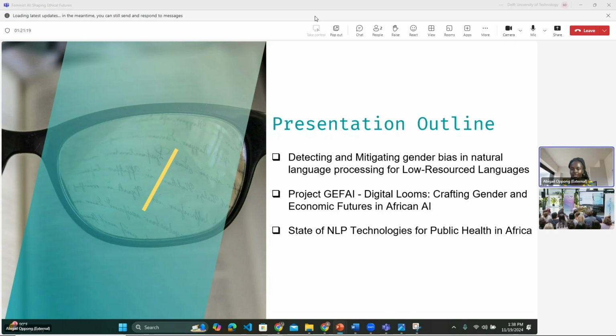One is detecting and mitigating gender bias in NLP for low resource languages, and also Project GFI, which is a digital looms in crafting gender and economic futures in African AI. I'll also talk about the state of NLP technologies for public health in Africa. This is a project I did with the Language Technology Lab at the University of Cambridge, which is still in review, but I'm excited to share some of the findings that we had.